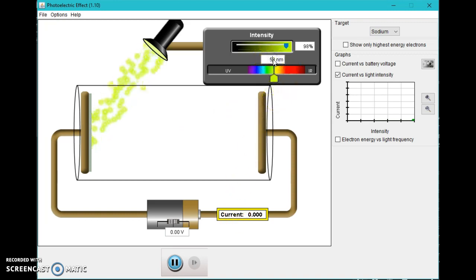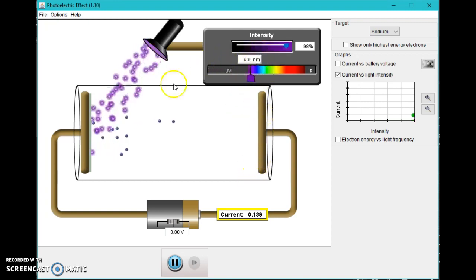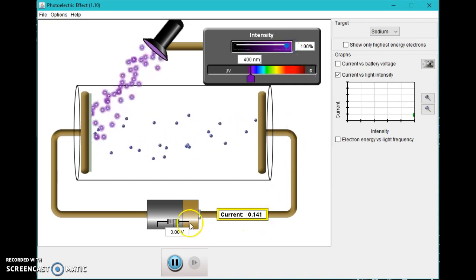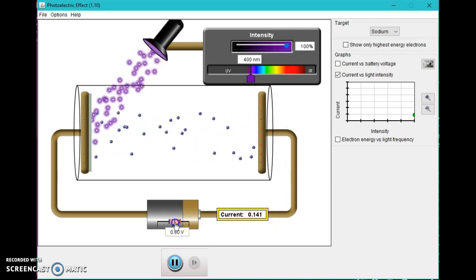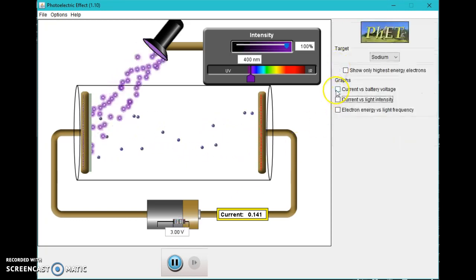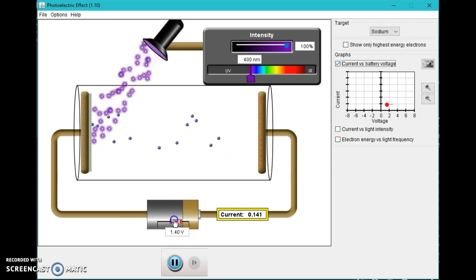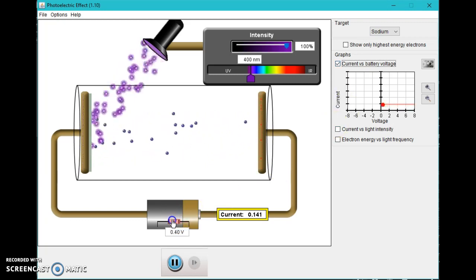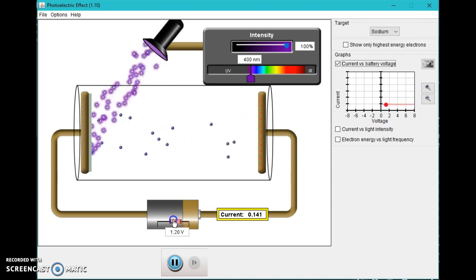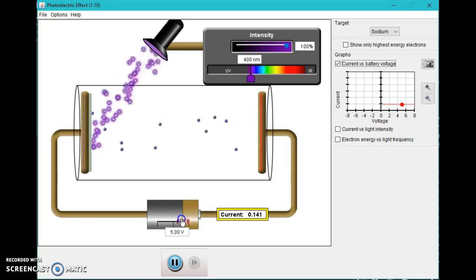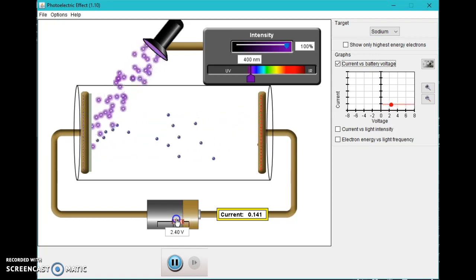I'll reset now to 400 nanometers, and we'll see the purpose of the battery. At 400 nanometers and 100% intensity, I have a current of 0.141 amperes. If I increase the voltage positively, and I change this graph to show current versus battery voltage, you can see that increasing the voltage does not change the current flowing through this photocell. From 0 volts applied to positive 8 volts, I still have maximum current.